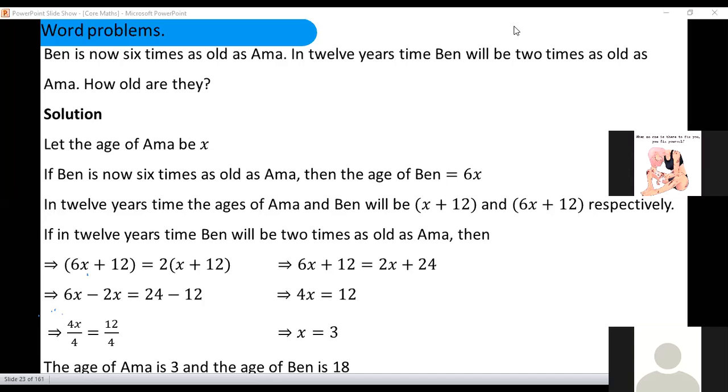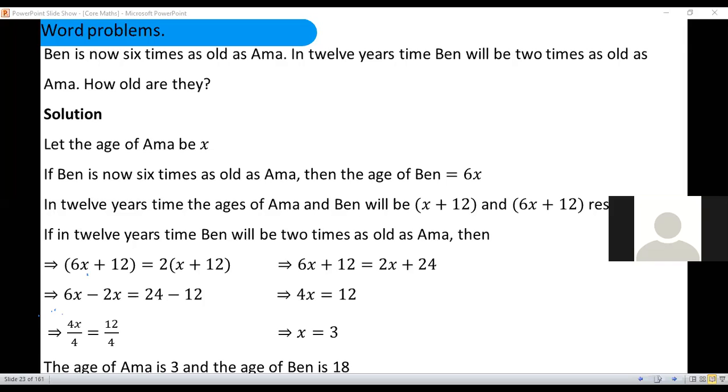Now let's come back to the problem. Ben is 6 times as old as Amma. That means 6 times Amma's age will give us Ben's age. Please, who is not clear with that explanation? Okay, if you are all clear, let's continue.